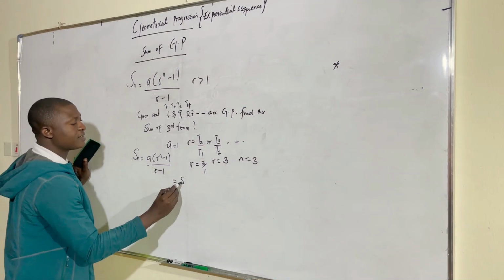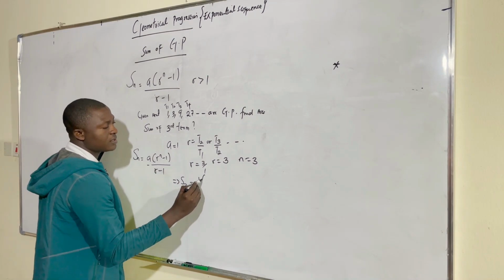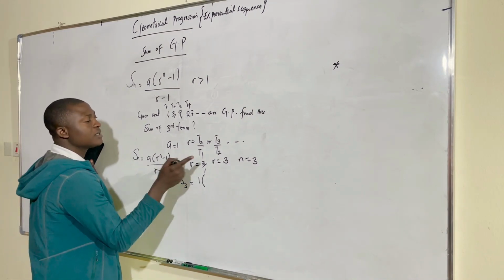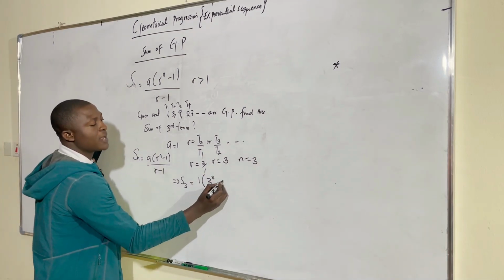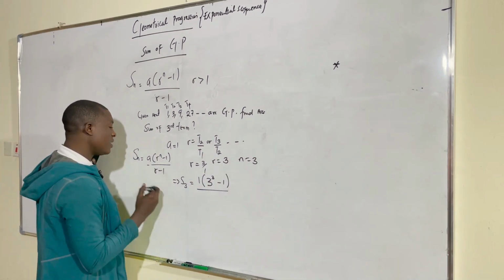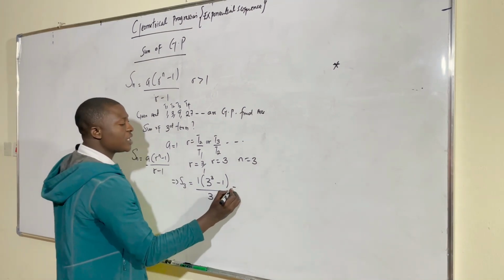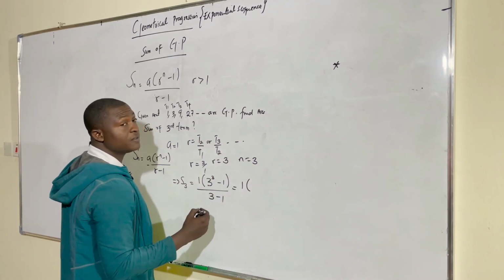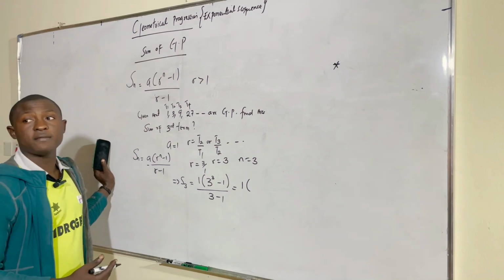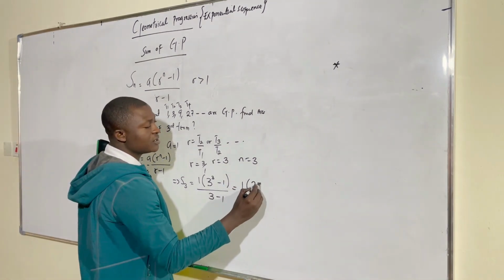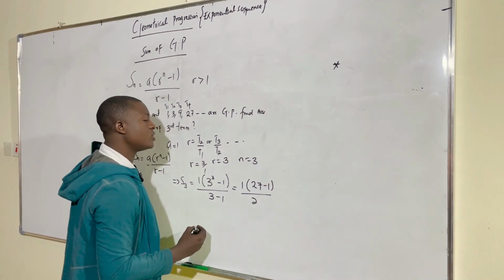So here I can have x3, the sum of the third term, equal to, so our a is 1, bracket of our r is 3, 3 raised to the power of, our number of terms is 3, minus 1, all over, our r again is 3, 3 minus 1. So here we have 1 bracket of 3 raised to the power of 3. 3 raised to the power of 3 means we should multiply 3 in 3 times. So 3 times 3, we have 9. 9 times 3, that's going to give us 27, minus 1, all over 3 minus 1. That's going to give us 2.